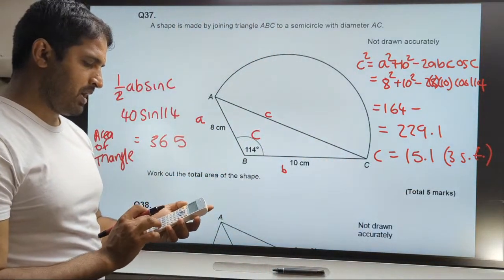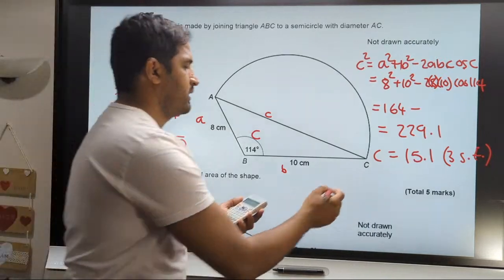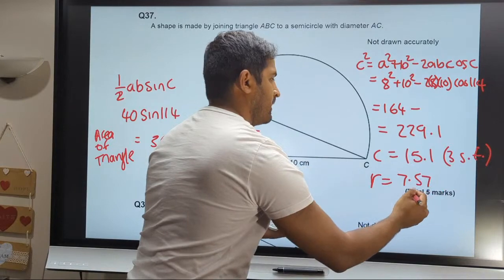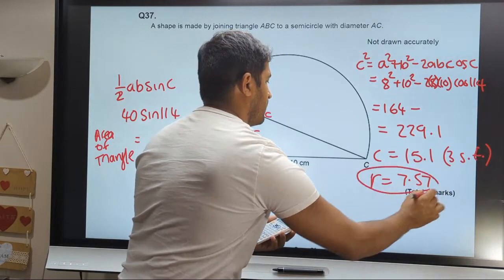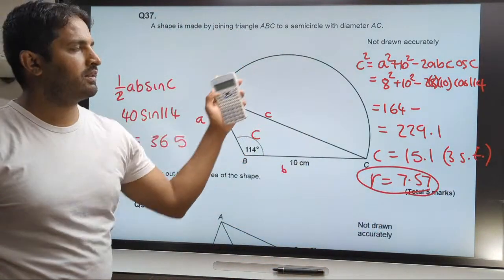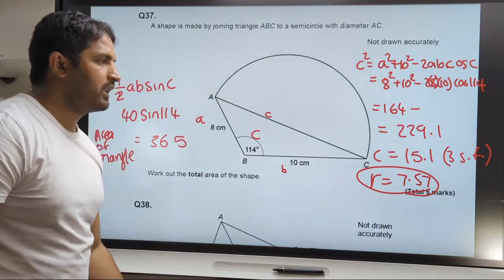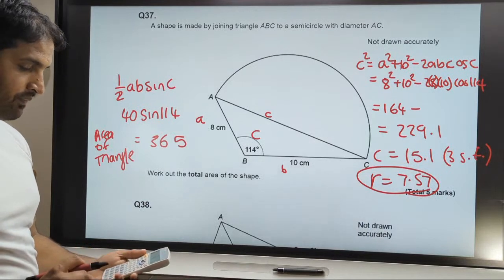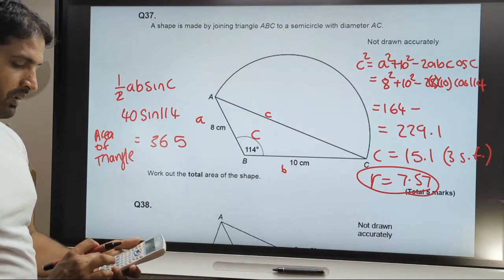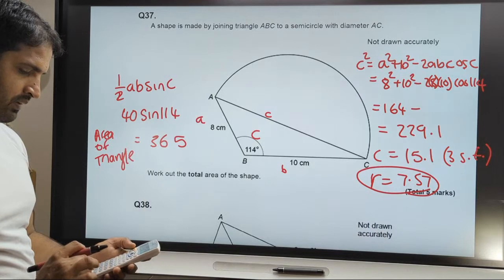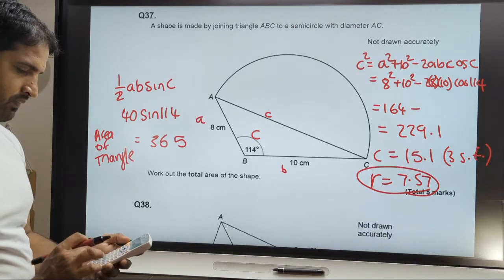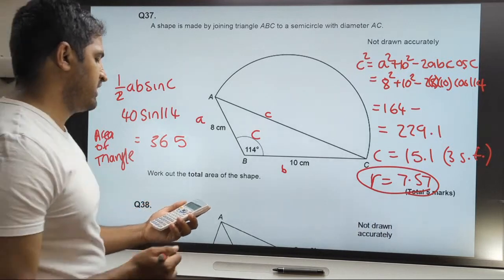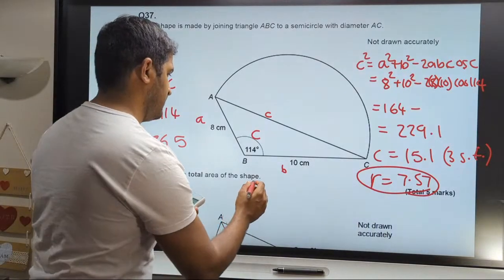I'm going to divide that by 2 to give me the radius of 7.57 at 3 significant figures. So that's the radius, half of that semicircle basically. If I keep the value exactly the same, then I'm going to square that and then multiply by pi. And I get 179.9, which is 180 at 3 significant figures.